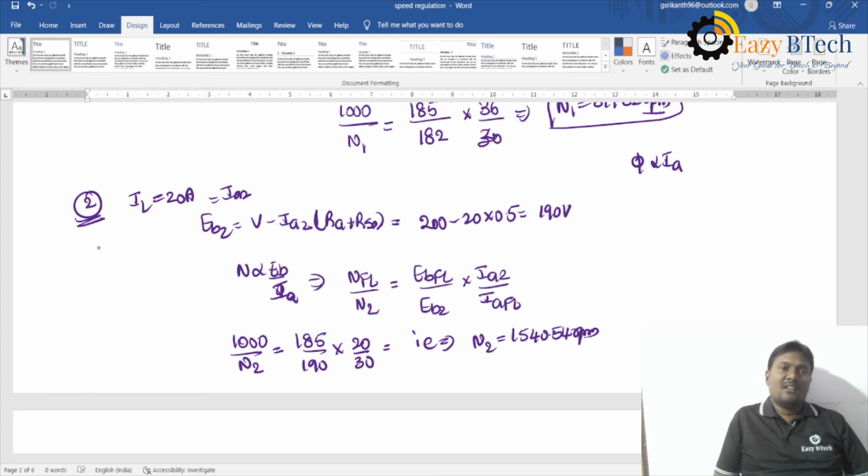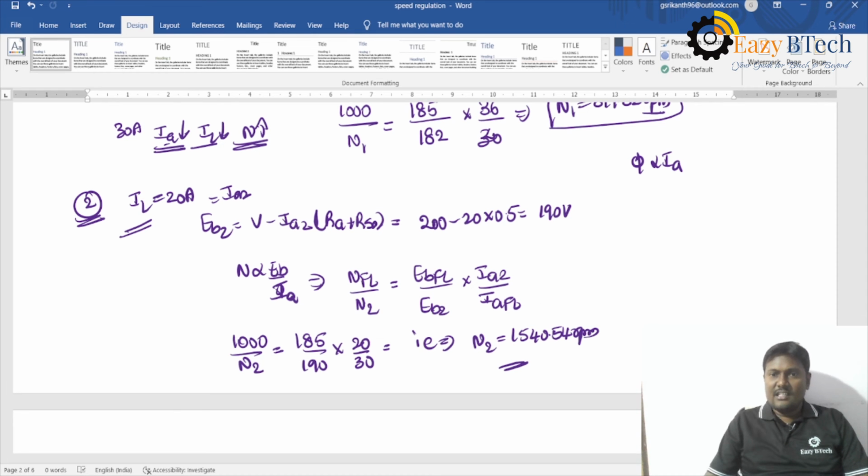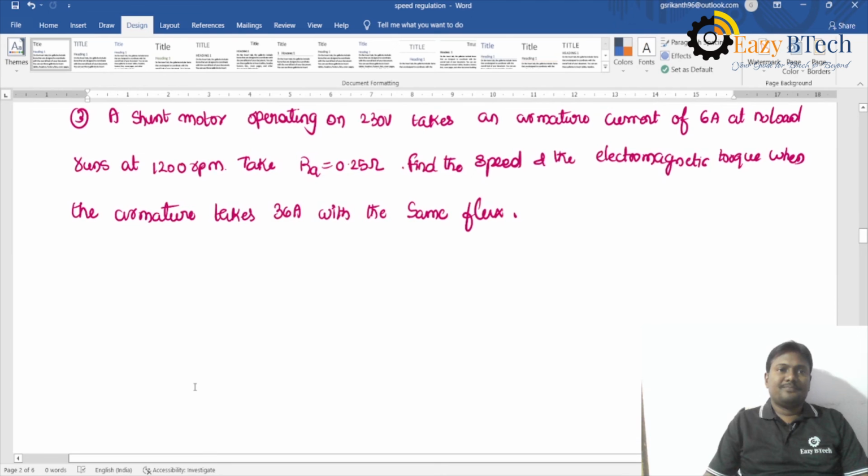See, IL is 20 amperes. Generally, full load current is 30 amperes. Then the load current decreases. Yes or no? The current drawn from the supply also decreases because both are the same. Then obviously speed will be higher. Check that the speed you are getting is more than 1000 or not.